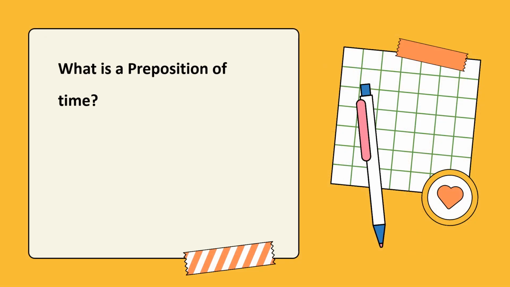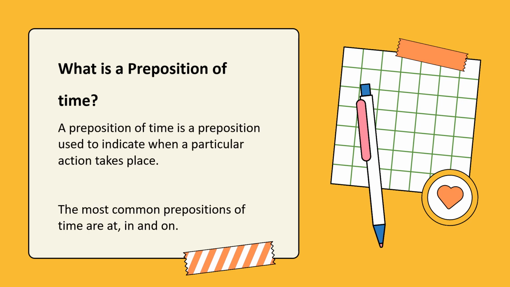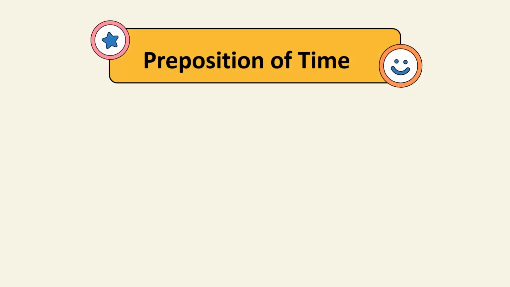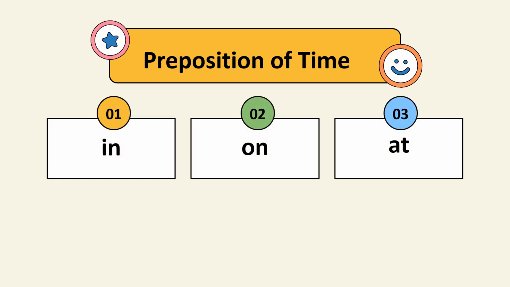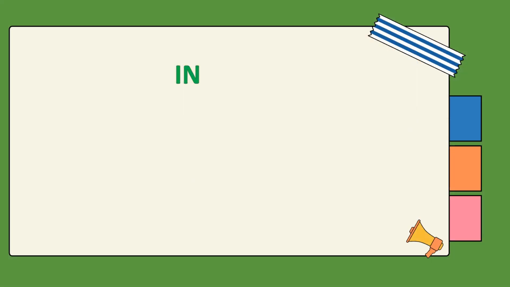And what is a preposition of time? As the name suggests, a preposition of time is used to indicate when the action has taken place. The most commonly used prepositions of time are at, in, and on. So remember, three prepositions of time. Number one, in, then on, and the third one is at. Let's learn about these prepositions one by one.